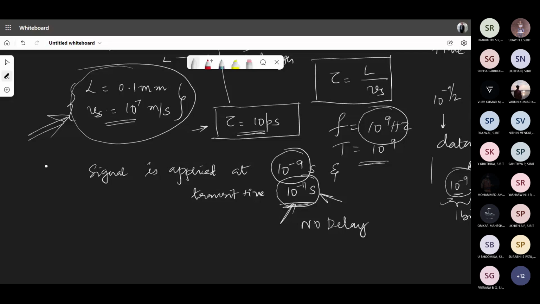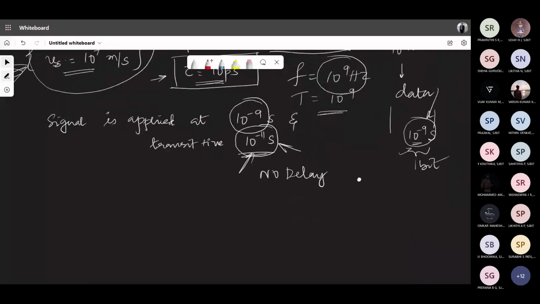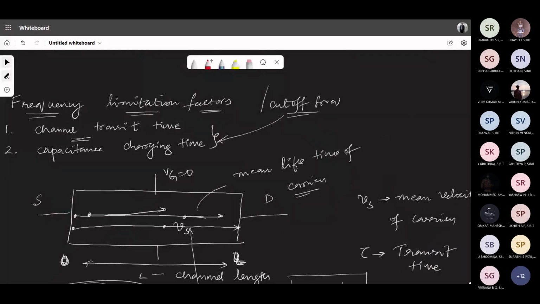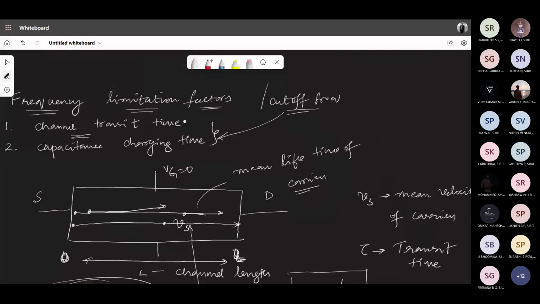So that can always be coped with. You can always think of eliminating this limitation. But this is one such limitation that exists in the JFET. So one is the transit time. So we are done with this channel transit time. Is this point clear to all of you?